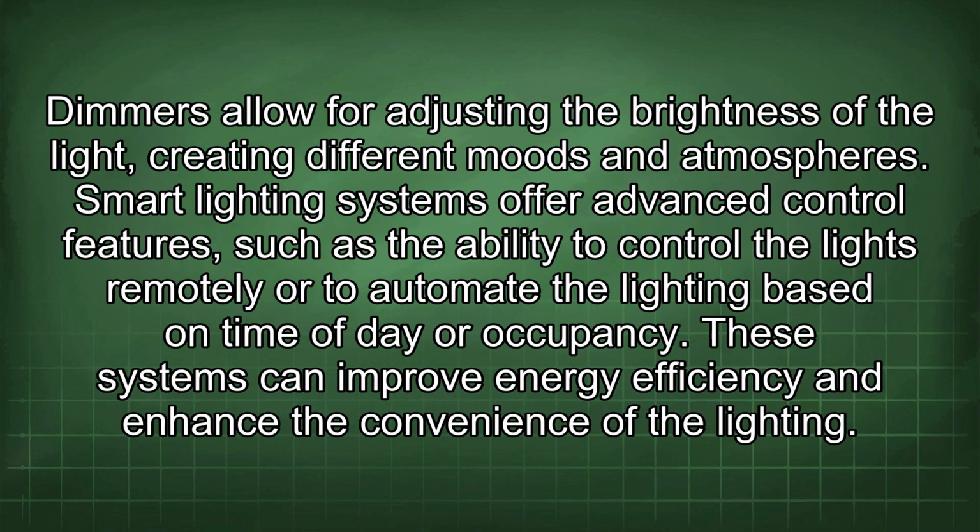Dimmers allow for adjusting the brightness of the light, creating different moods and atmospheres. Smart lighting systems offer advanced control features, such as the ability to control the lights remotely or to automate the lighting based on time of day or occupancy. These systems can improve energy efficiency and enhance the convenience of the lighting.